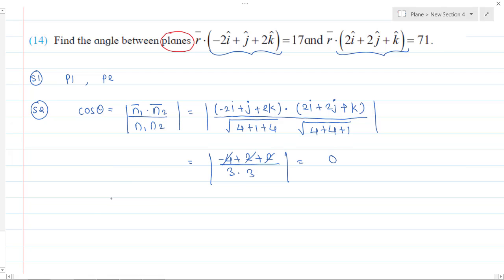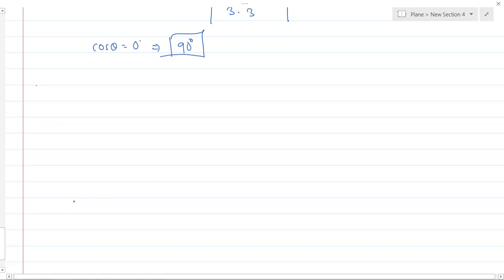So cos theta is equal to 0. So what do you think? What is the angle between them? The angle between them is simply 90 degrees. When your cos becomes 0, it is 90 degrees. So the angle between the given two planes is equal to 90 degrees. Great.